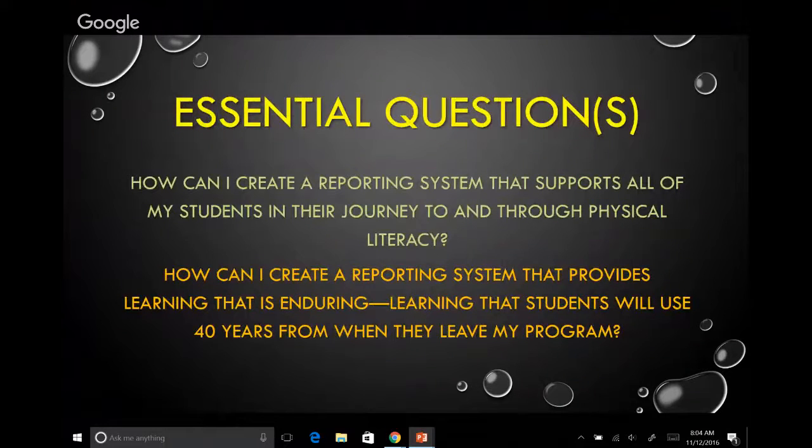Speaking of questions, I suppose the best place to start is with essential questions. This will help us focus this presentation. So I'm going to start with, how can I create a reporting system that supports all of my students in their journey to and through physical literacy? Or how can I create a reporting system that provides learning that's enduring, learning that students will use 40 years from when they leave my program?